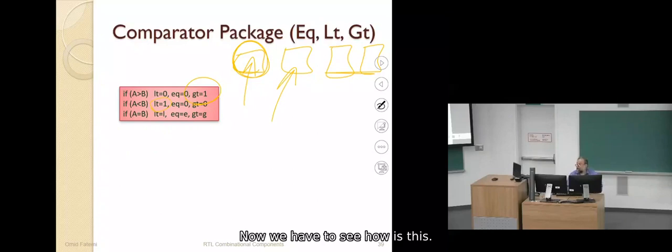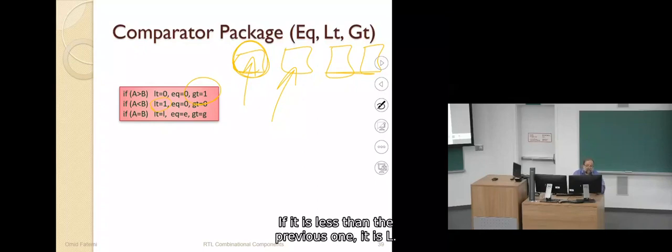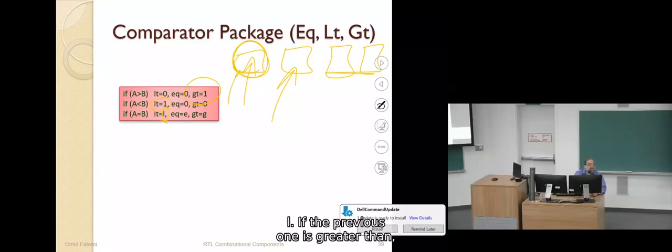Now, we have to see how is this. If it is equal, okay, we have to go to the next one. And the next one is either less than, equal than, or greater than. If it is less than the previous one, it is L, so this is also less than. LT is L. If the previous one is greater than G, so this is also greater than. So if the previous one, G is 1, L is 0, then here also GT is 1, LT is 0. But if both of them are 0 and equal is 1, we get equal from the previous one, we cannot decide.